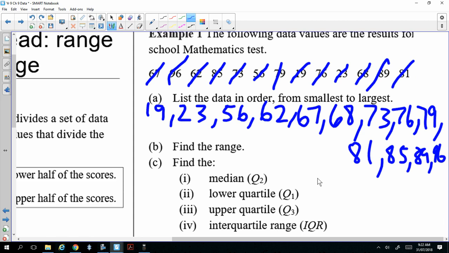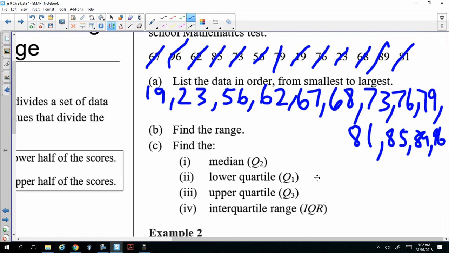And once we do that, let's work out the range. Range is the largest score minus the smallest score. So you do 96 minus 19. That gives you 77. That's the range. Then we find the median. How do you find the median?